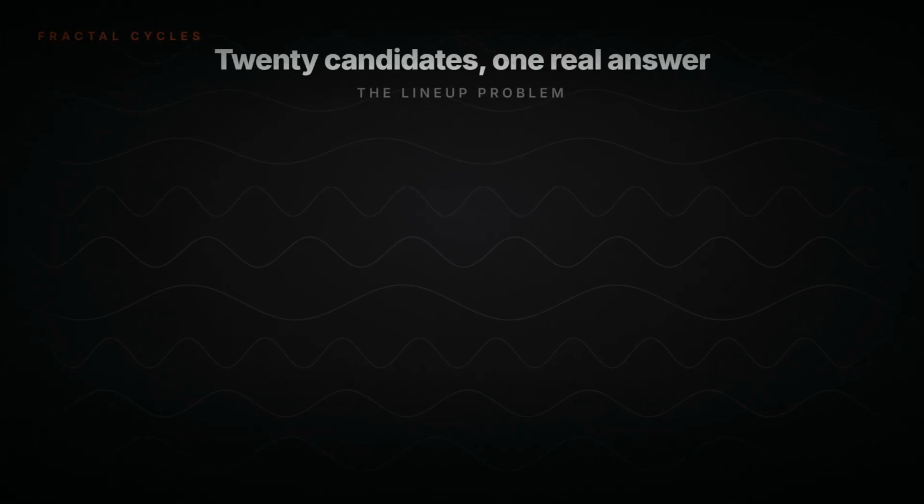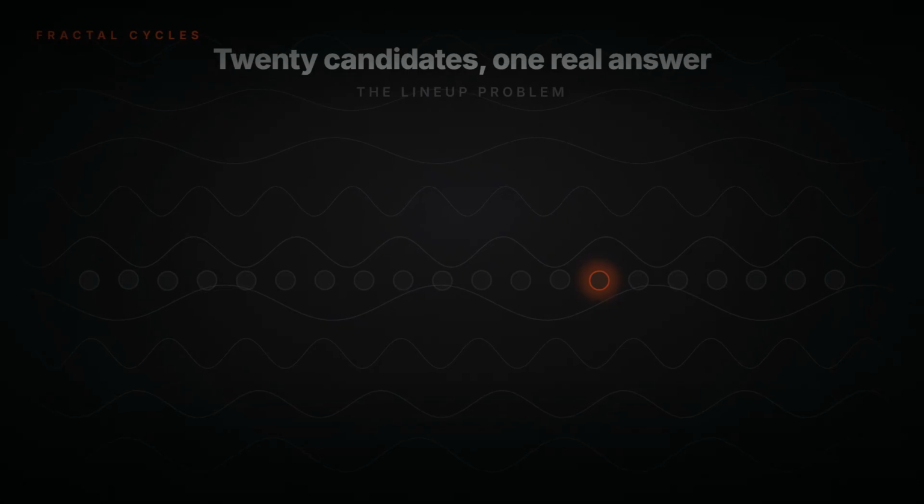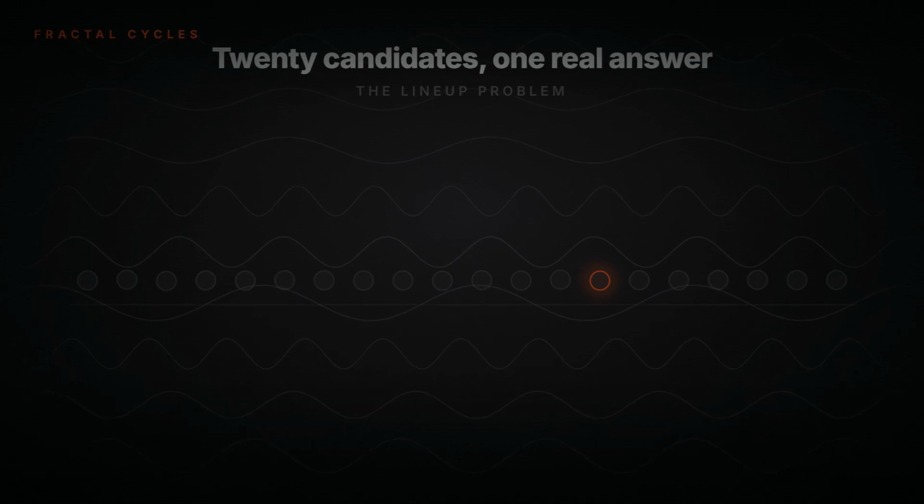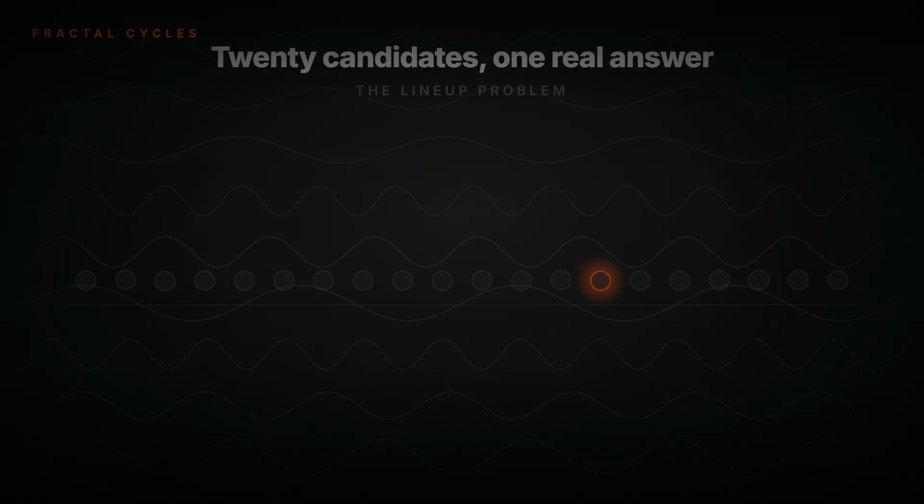Picture a police lineup with 20 people standing in a row, where one of them is guilty and the other 19 just happen to be standing there. Your cycle table looks exactly like that lineup, because it hands you 20 rows when only one of them is doing anything useful right now.